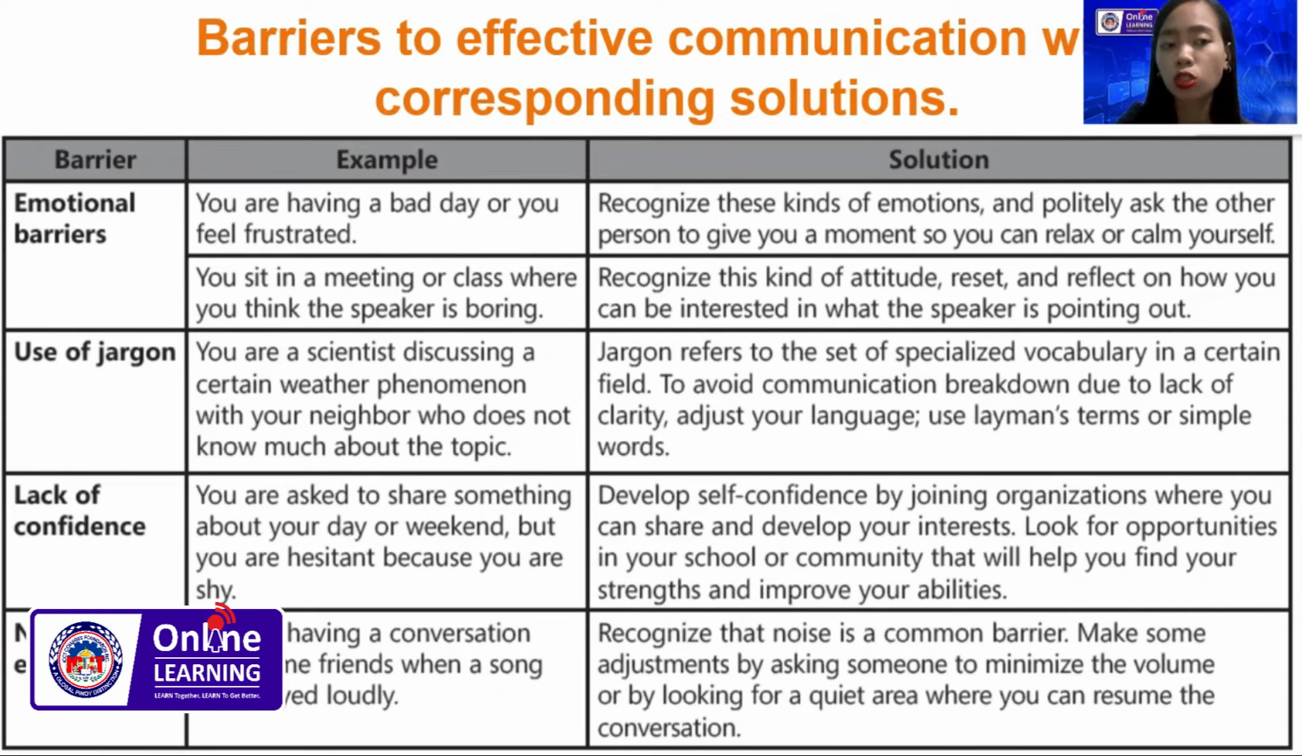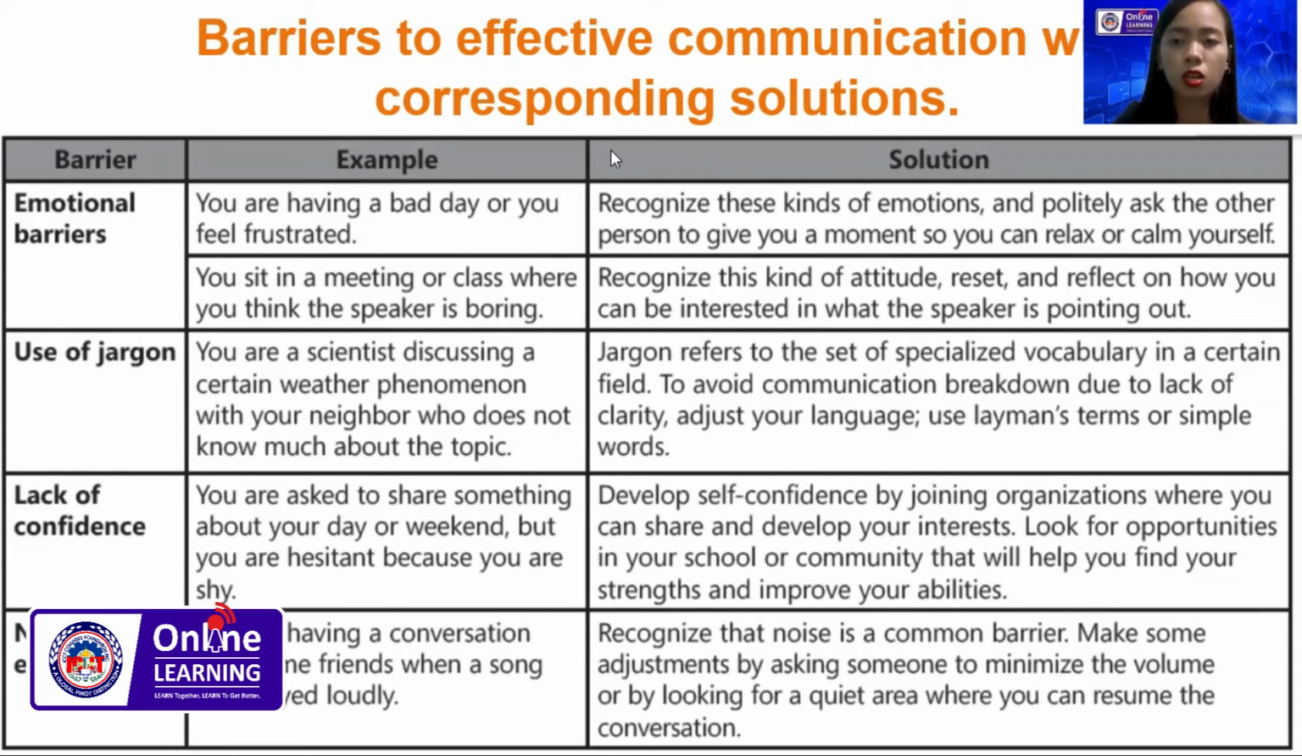So that's the first example that we have. Okay. Again, emotional barriers. So the example is you are having a bad day and you feel frustrated. And so the solution that you're going to do is for you to recognize these kinds of emotions also. And please be polite, okay? And ask the other person to give you a moment. So again, you can relax or calm yourself.